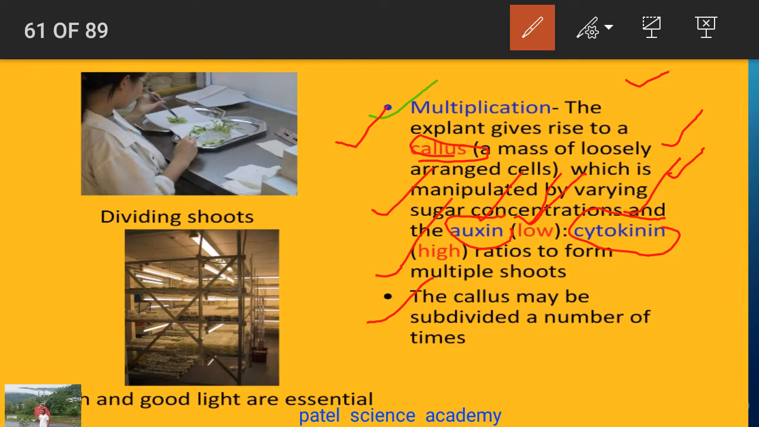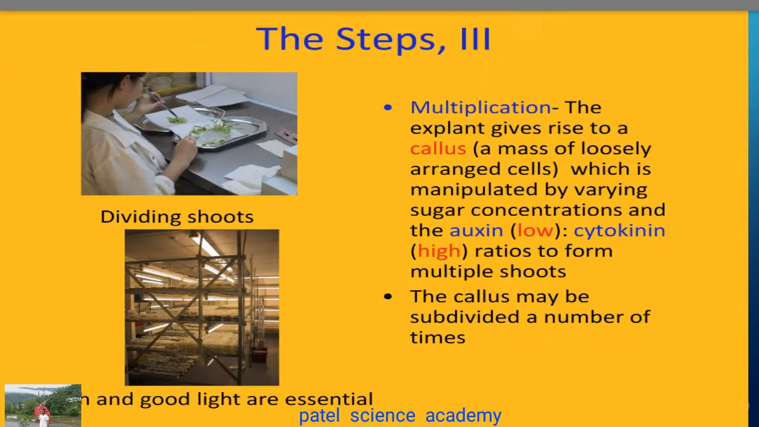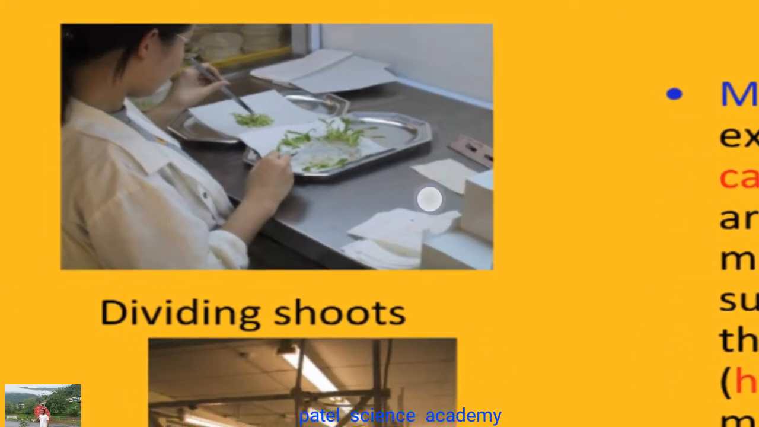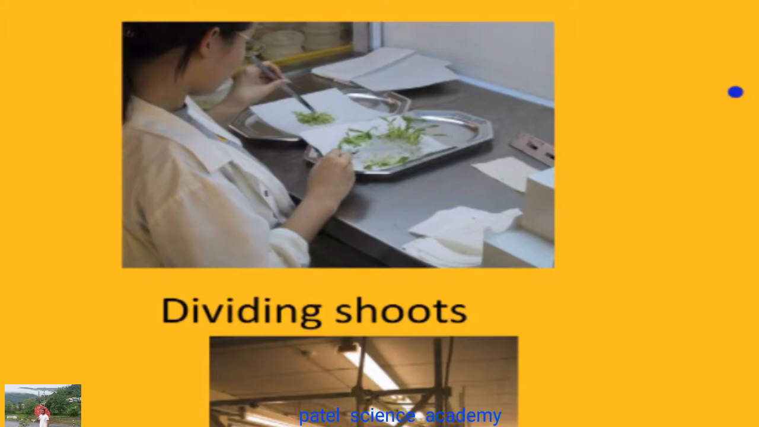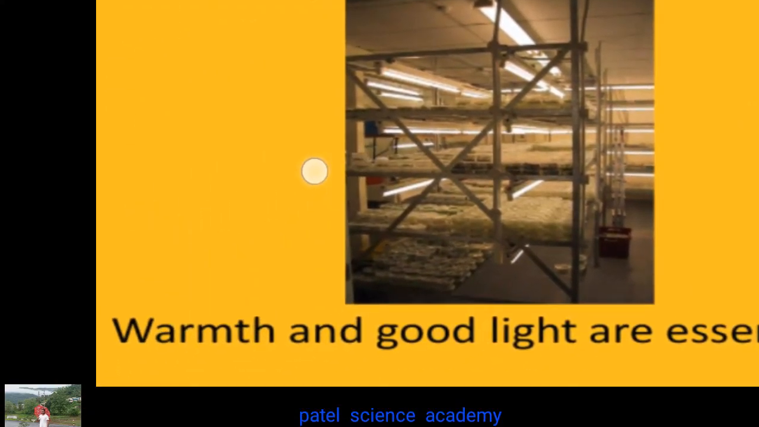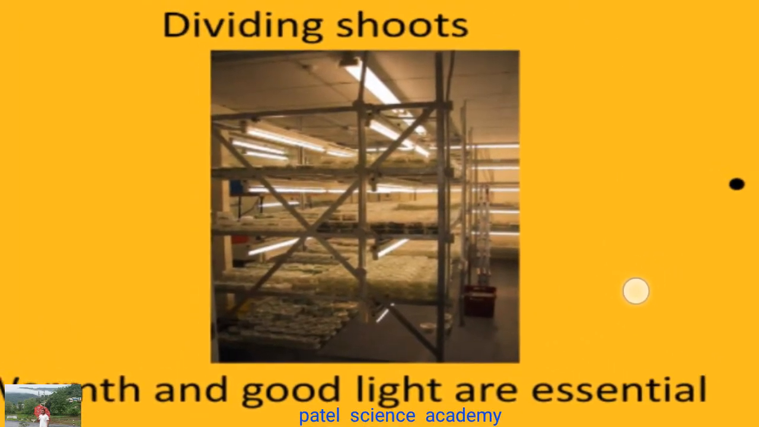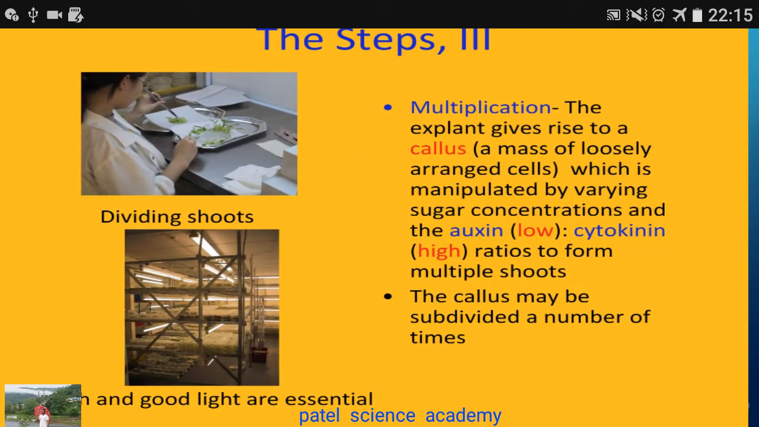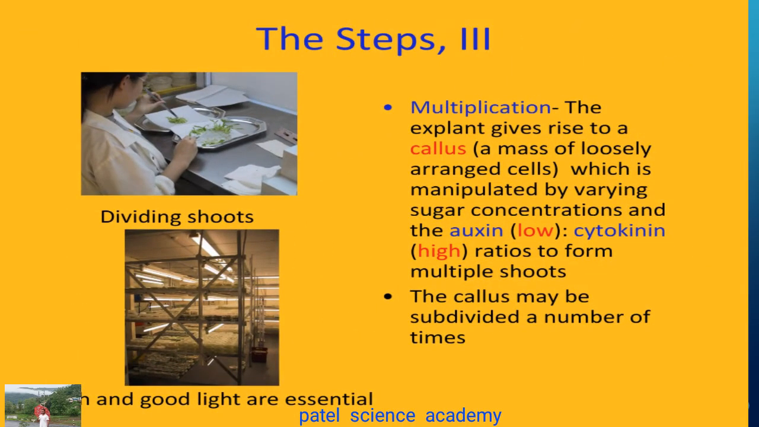So dear students, you can see here the developing callus and dividing shoot, and in this structure the warmth and good light are essential for this process. You can see here this is the aseptic laboratory, and here you can see the light and the warmth for the dividing shoot and the dividing root system. So now we'll see the next step.